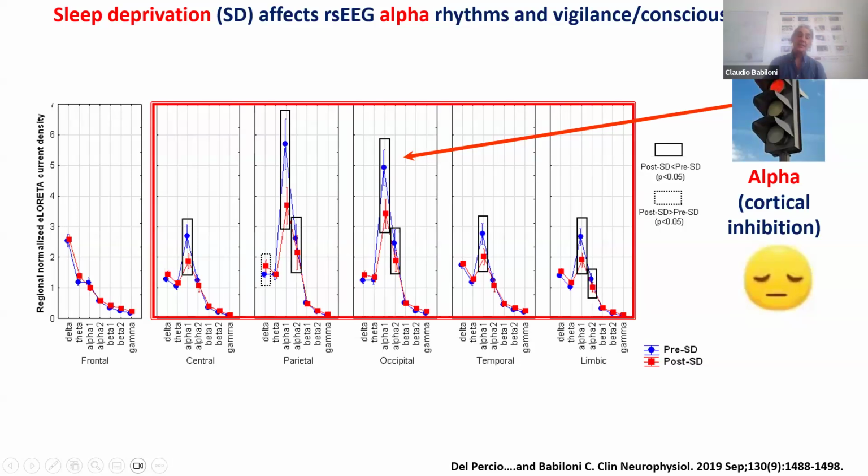And this means that if there is a decrease of vigilance after one night of sleep deprivation, this is associated with a reduction of alpha rhythms in the posterior areas. So this was a demonstration that the changes in alpha rhythms are related to changes in the vigilance during the resting state eyes closed condition.